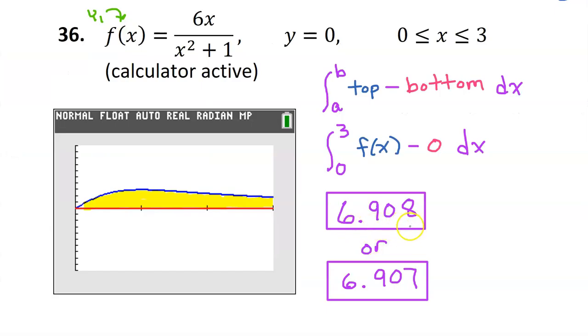On the AP exam, you can either round to the nearest 3 decimal places or you can truncate. So 6.908 or 6.907 would get full credit.